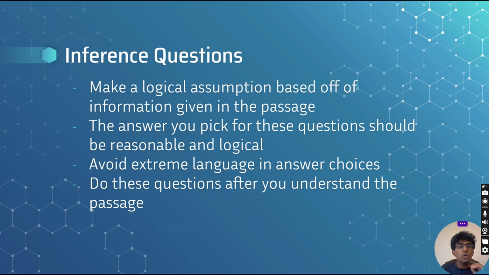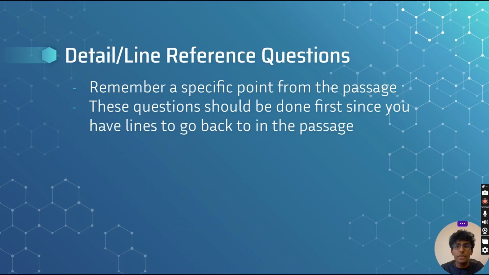And one major tip for these questions, try to avoid extreme language in your answer choices. Like if it's always or never, unless the passage itself is really one-sided and more on the extreme side in terms of what the author is going for, more than not, it's not going to be those choices. It's going to be something that's more neutral. And you need to understand the passage before you answer these questions, because obviously you're taking what you know in the passage and trying to pick an answer that logically extends what you know. So you should do these questions later.